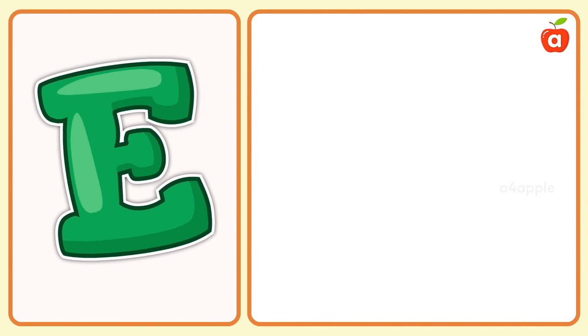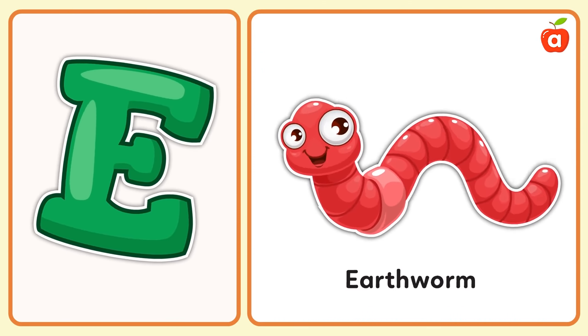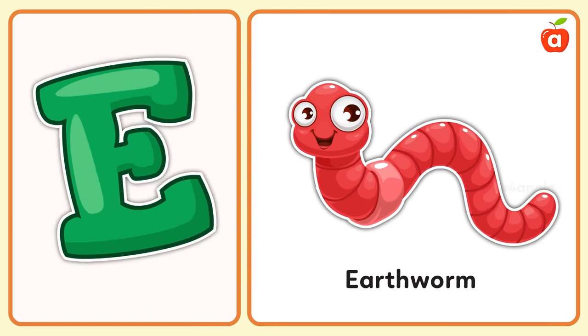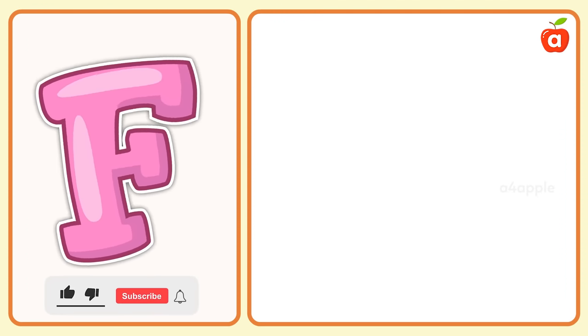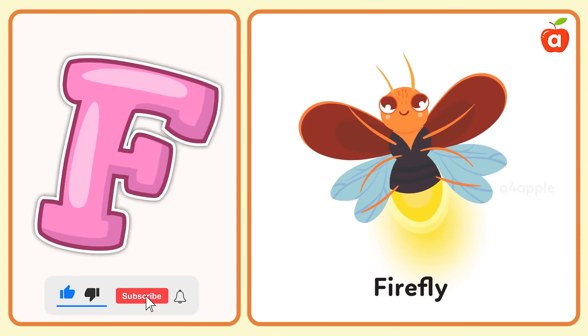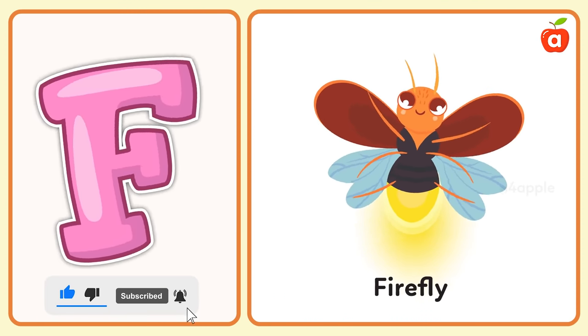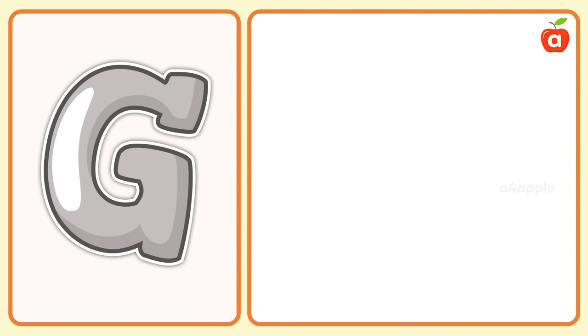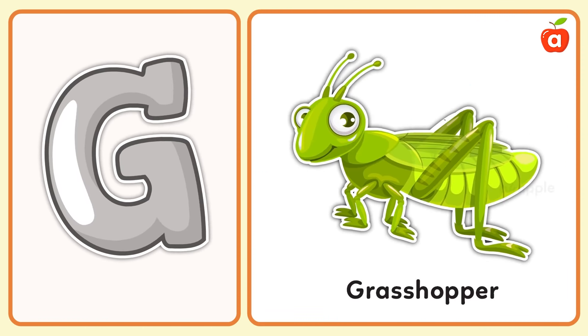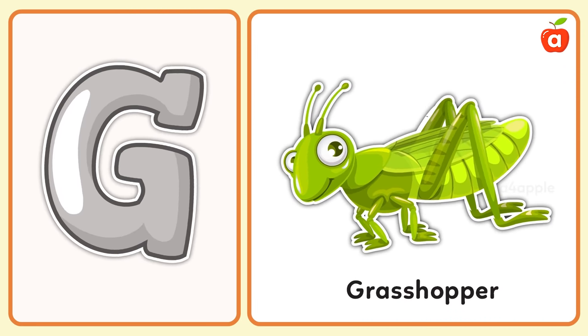E. E is for earthworm. F. F is for firefly. G. G is for grasshopper.